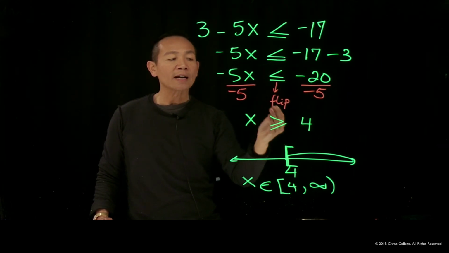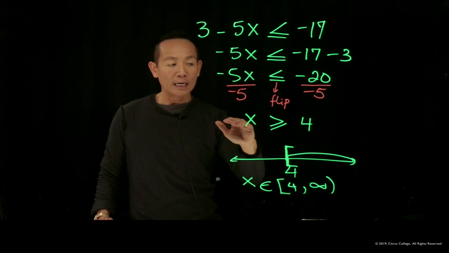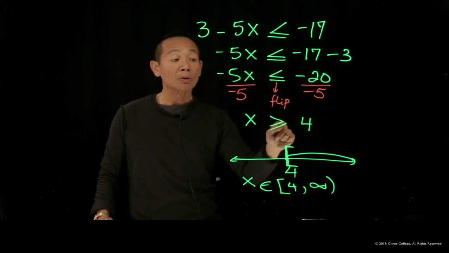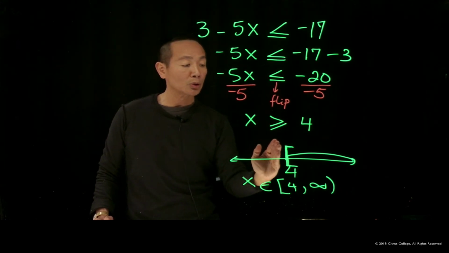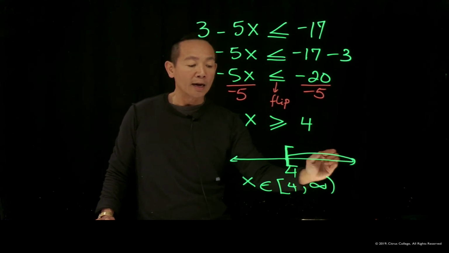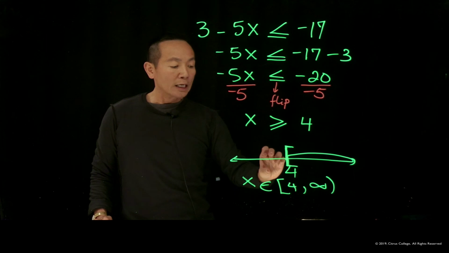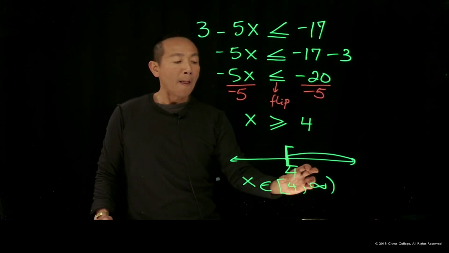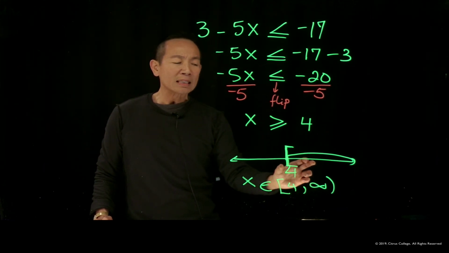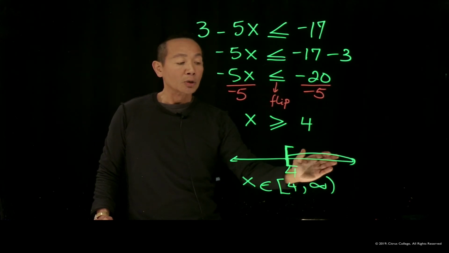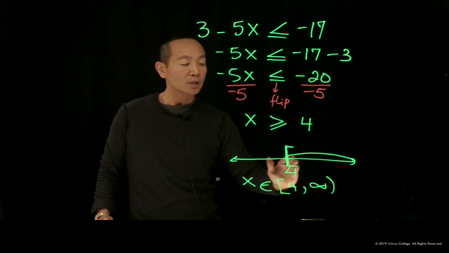As long as you have x on the left side of the inequality, this symbol will tell you where to shade. The arrow tells you to shade to the right. And then you have to give the interval notation answer. The interval notation answer is the presentation of the shading. So you read the shading from left to right.